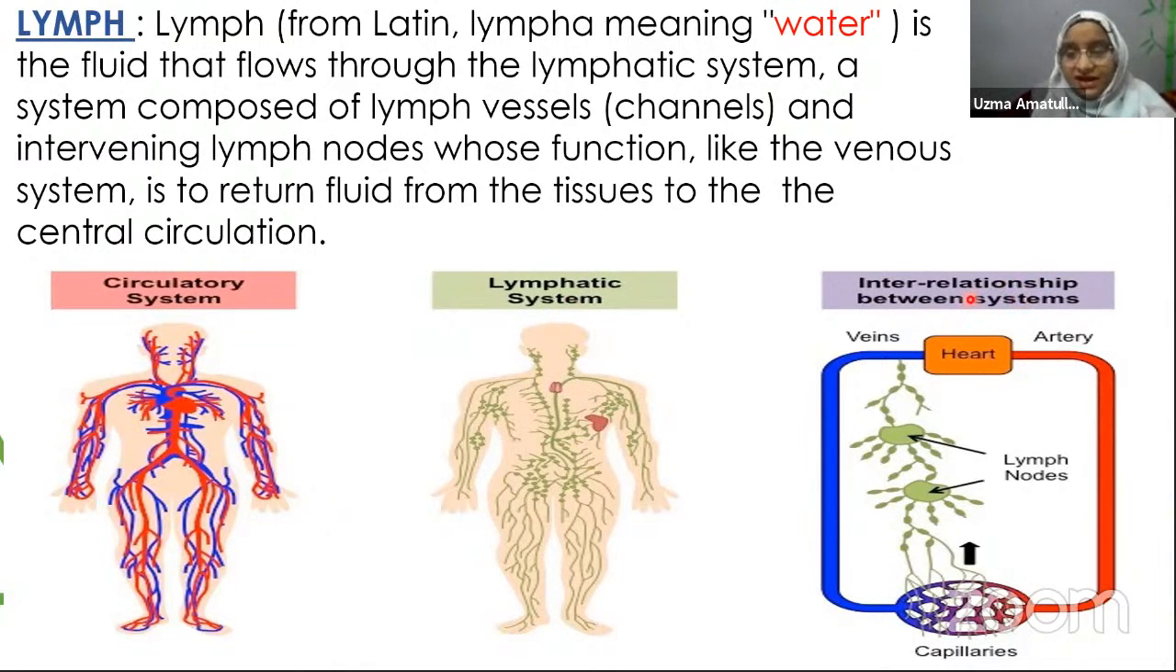Now here, the interrelationship between these systems. What happens? The heart pumps the blood to the arteries, and then the capillaries join to form the veins. Now, here you see the fluid, that is the lymph, which has a composition like the plasma. It is collected back through the lymphatic vessels and the lymph nodes. Again, it goes to the veins, and from the veins, that fluid comes back to the heart.